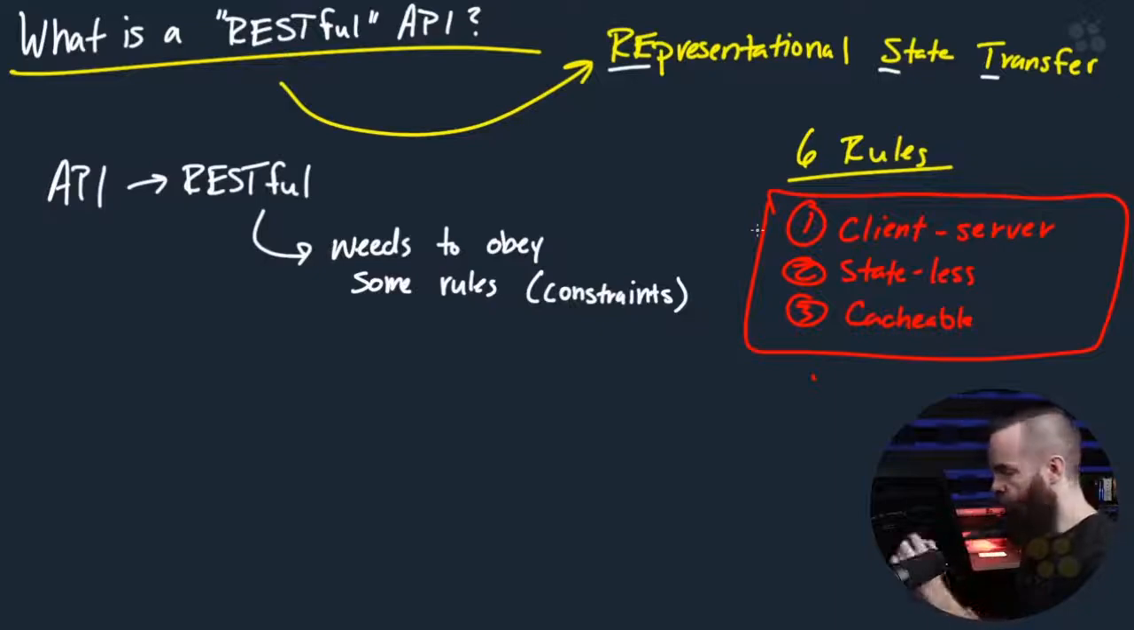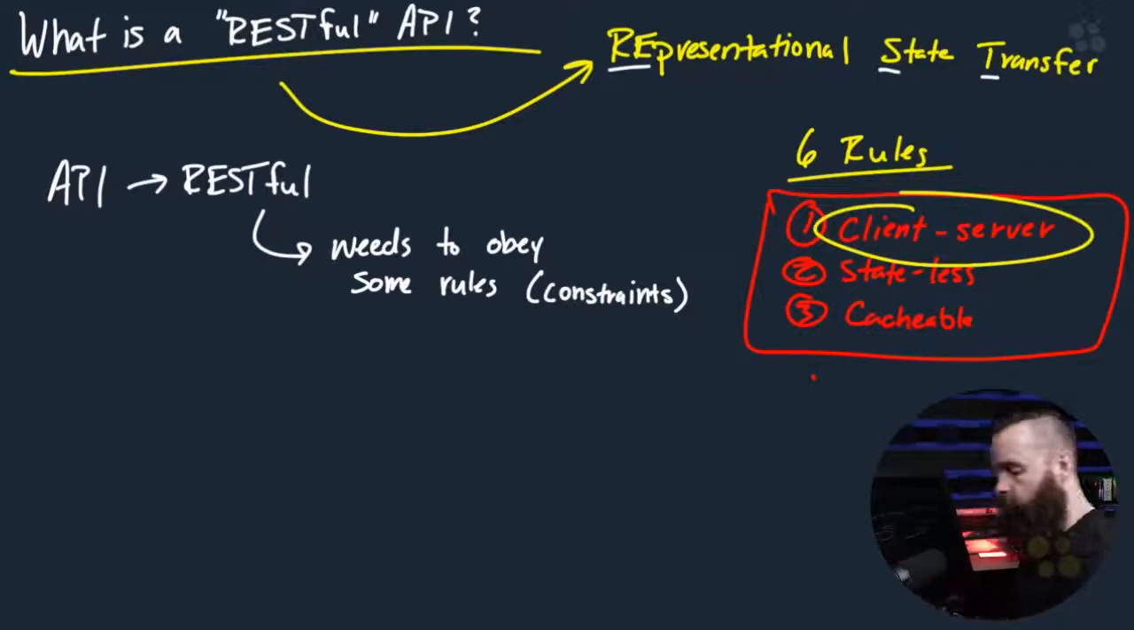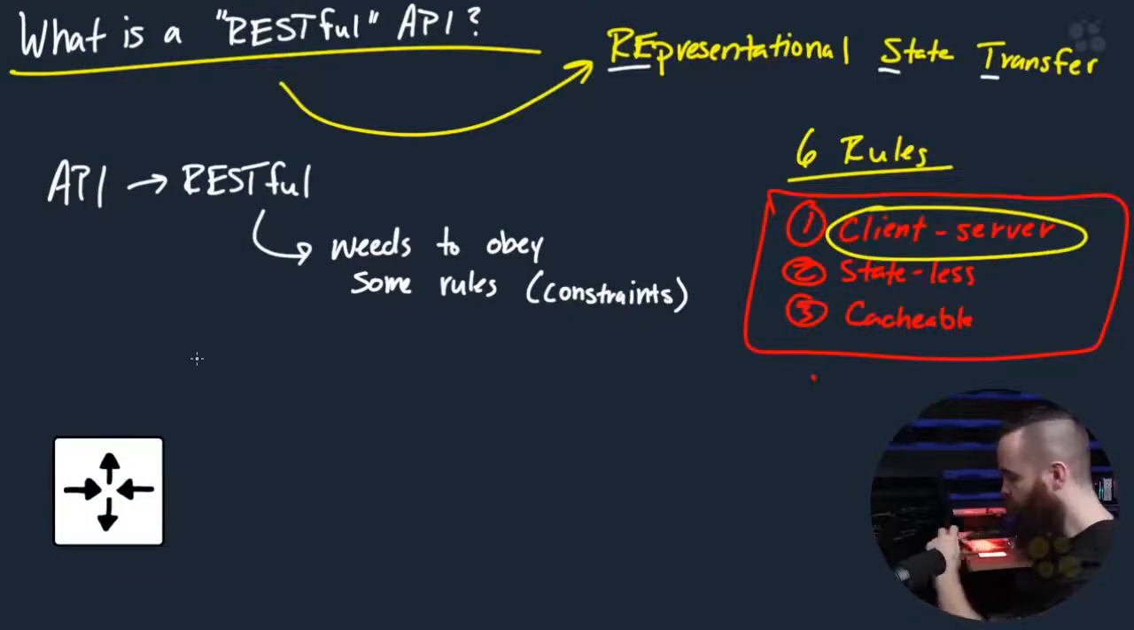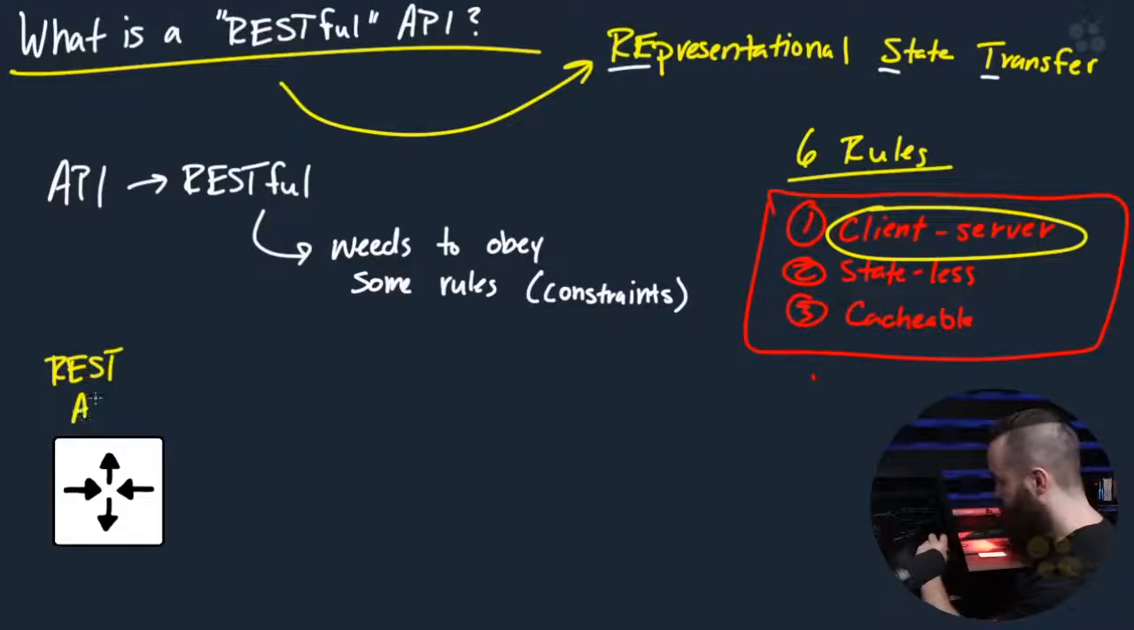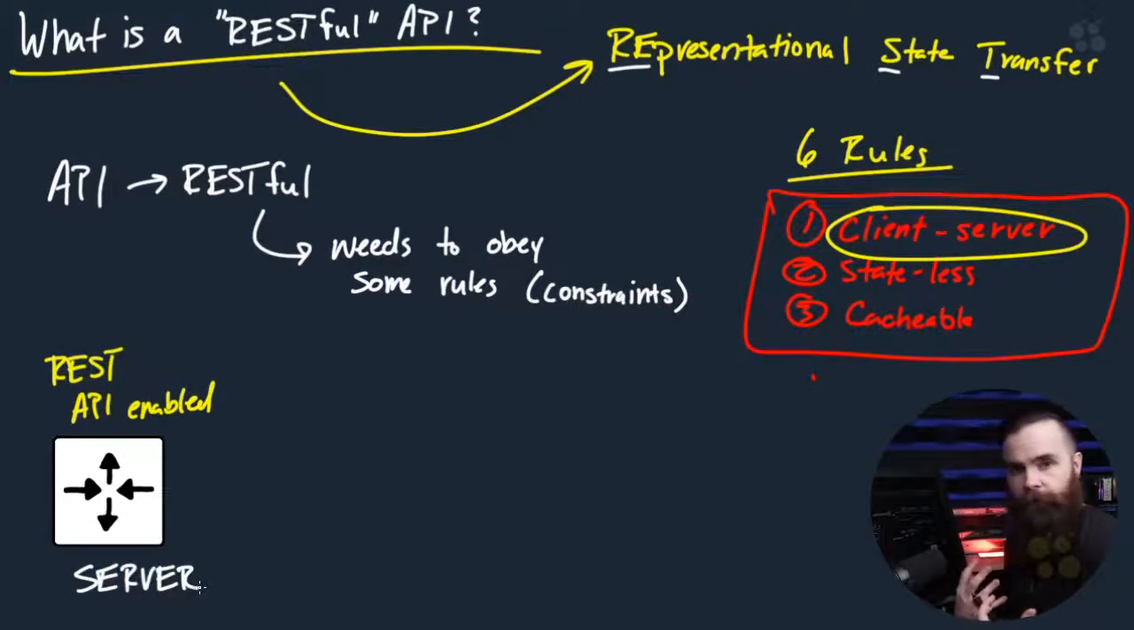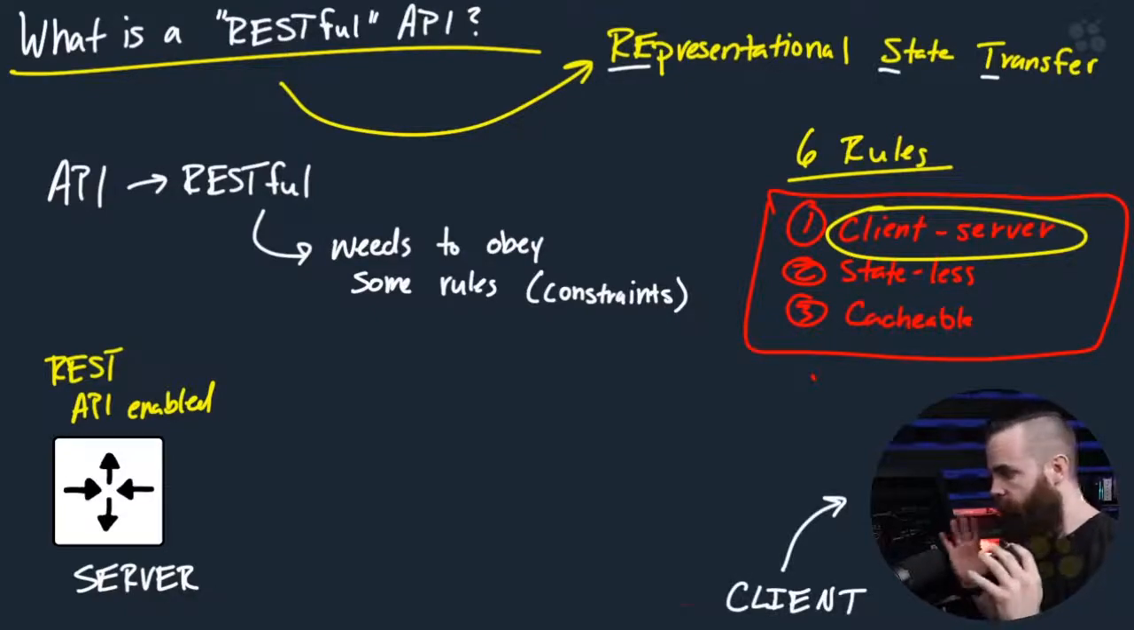And let's focus in on rule number 1, client server. What does that mean? Well, in terms of working with a router, I'm going to make him appear. There he is. When we enable the RESTful API on our router, it is acting as the server. When we write a script or use an application like Postman to access the API, we are the client. This is an important guideline for APIs because it allows for portability and changeability of the client.